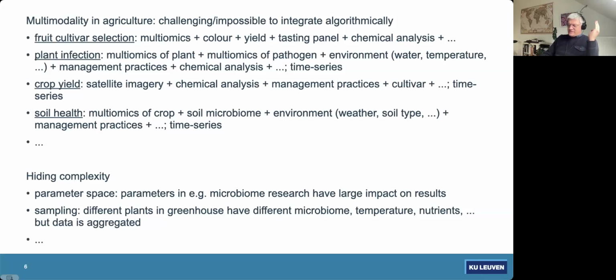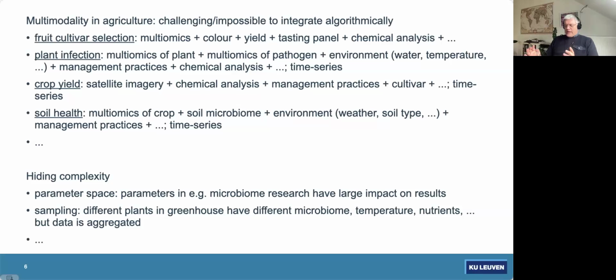And that's definitely necessary in agriculture and in biology, because, for example, looking at data in agriculture, it is very difficult to integrate those data. So you might, for example, have a selection of fruit cultivars, have different levels of omics data. You look at the color of the fruit, the yield of the fruit, the taste of the fruit, chemical analysis, interviews with users, economic data, and so on. That's all very difficult to integrate.